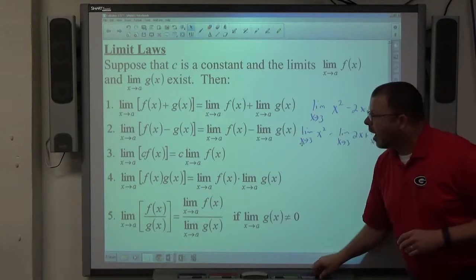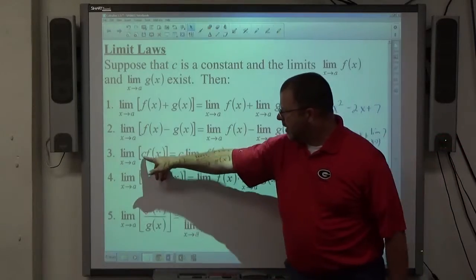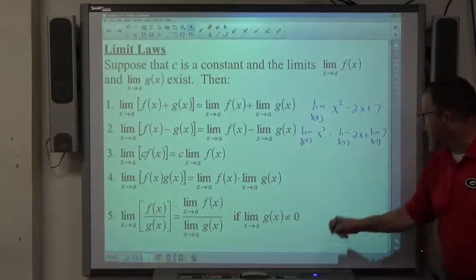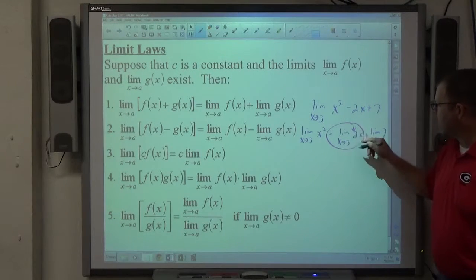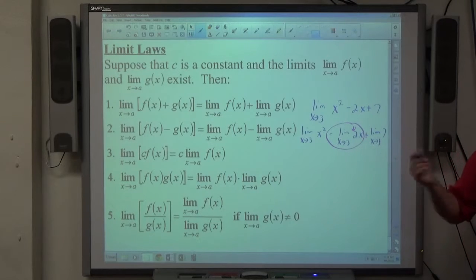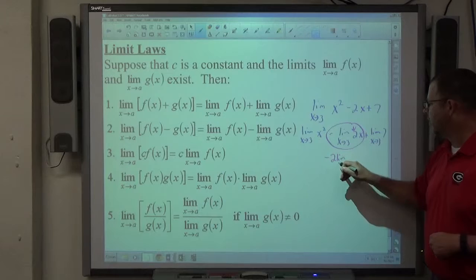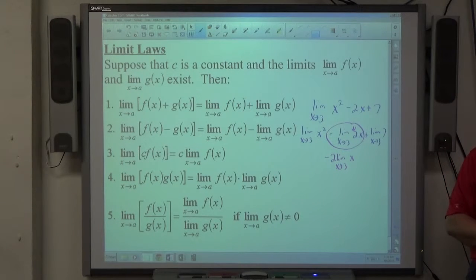All right. This third one says if there is a number times a function of x, you can pull the number out in front of the limit. So here's an example of that, specifically right here. Notice there's a number being multiplied by x. X is a function of x. So I could, for that piece, say minus 2 times the limit as x approaches 3 of x. All right.